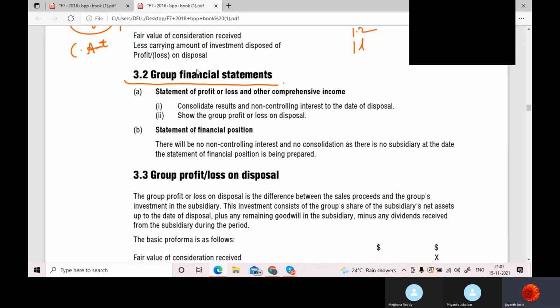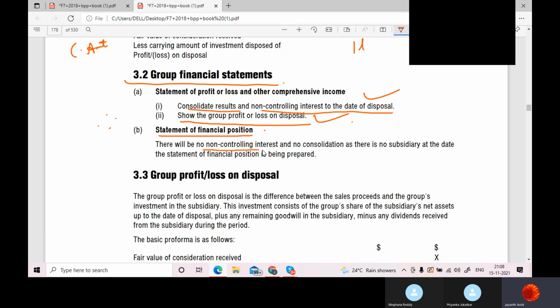Okay, group financial statement, statement of profit or loss and OCI: consolidate results and non-controlling interest to the date of disposal. You should only consolidate the results, and the non-controlling interest also, only to the date of disposal. After the date of disposal, the consolidation will come to an end. Finished. Show the group profit or loss on disposal. What did the group achieve or gain from this sale of subsidiary? Finished.